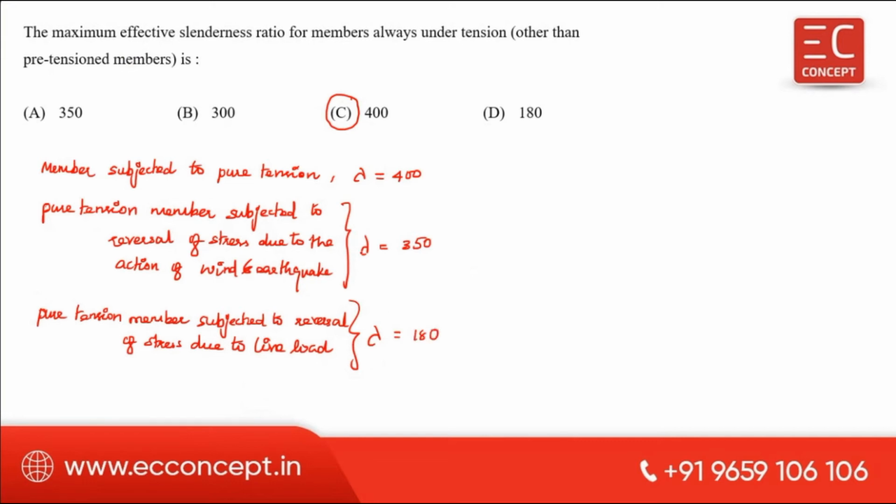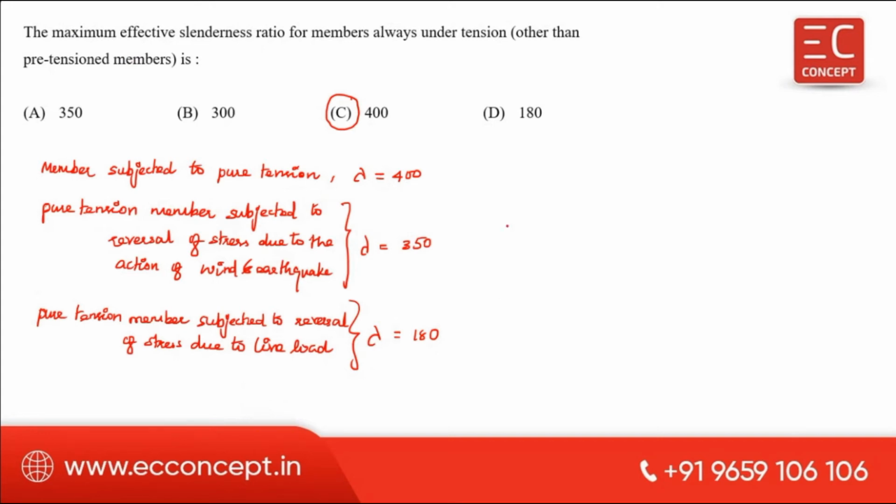So these four values are important. This is for pure tension member, lambda is equal to 400. Now this is a pure tension member subjected to reversal load or a cyclic load due to action of wind and earthquake. This is a pure tension member subjected to reversal of stress due to live load. Reversal stress due to live load, lambda is equal to 180. Reversal stress due to wind and earthquake, 350. Pure tension member, lambda is equal to 400. So this you have to keep in your mind.